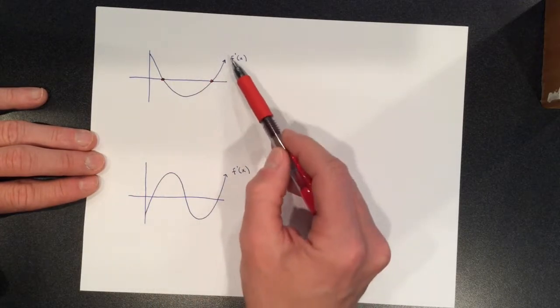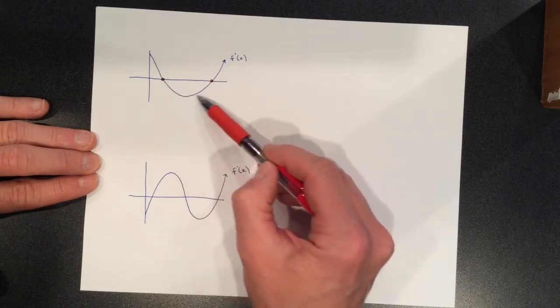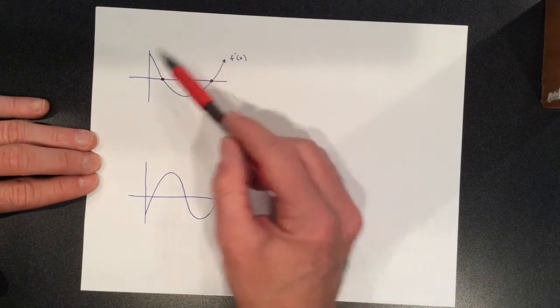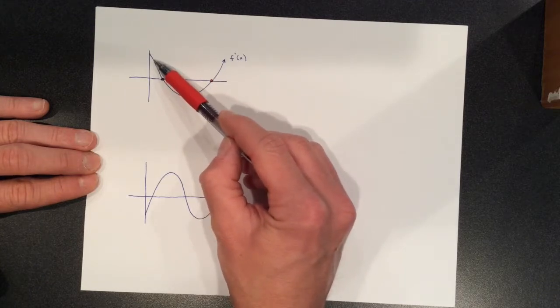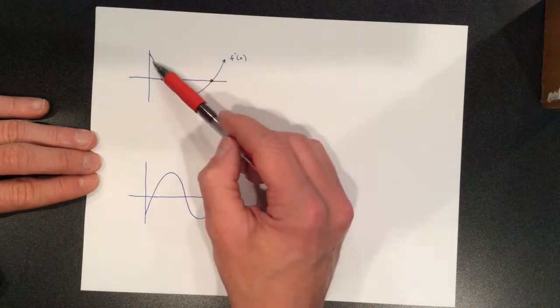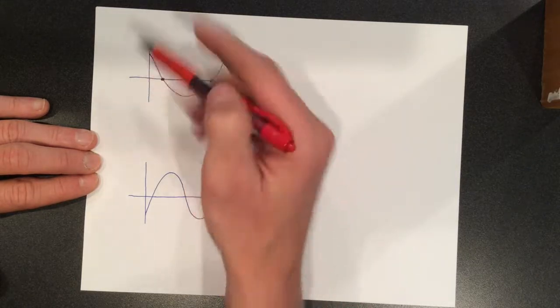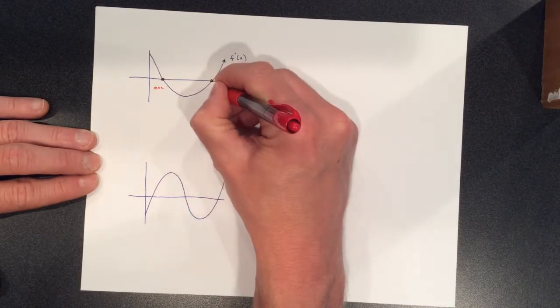Okay, so again, I'm looking at the graph of the derivative. So the derivative is positive, and then the derivative is negative, and the derivative is positive. What's a positive derivative? A positive derivative means the function's increasing, then decreasing, and then increasing. If it's increasing and then decreasing, this must be a max. So I'm going to write the little word max here and min here.